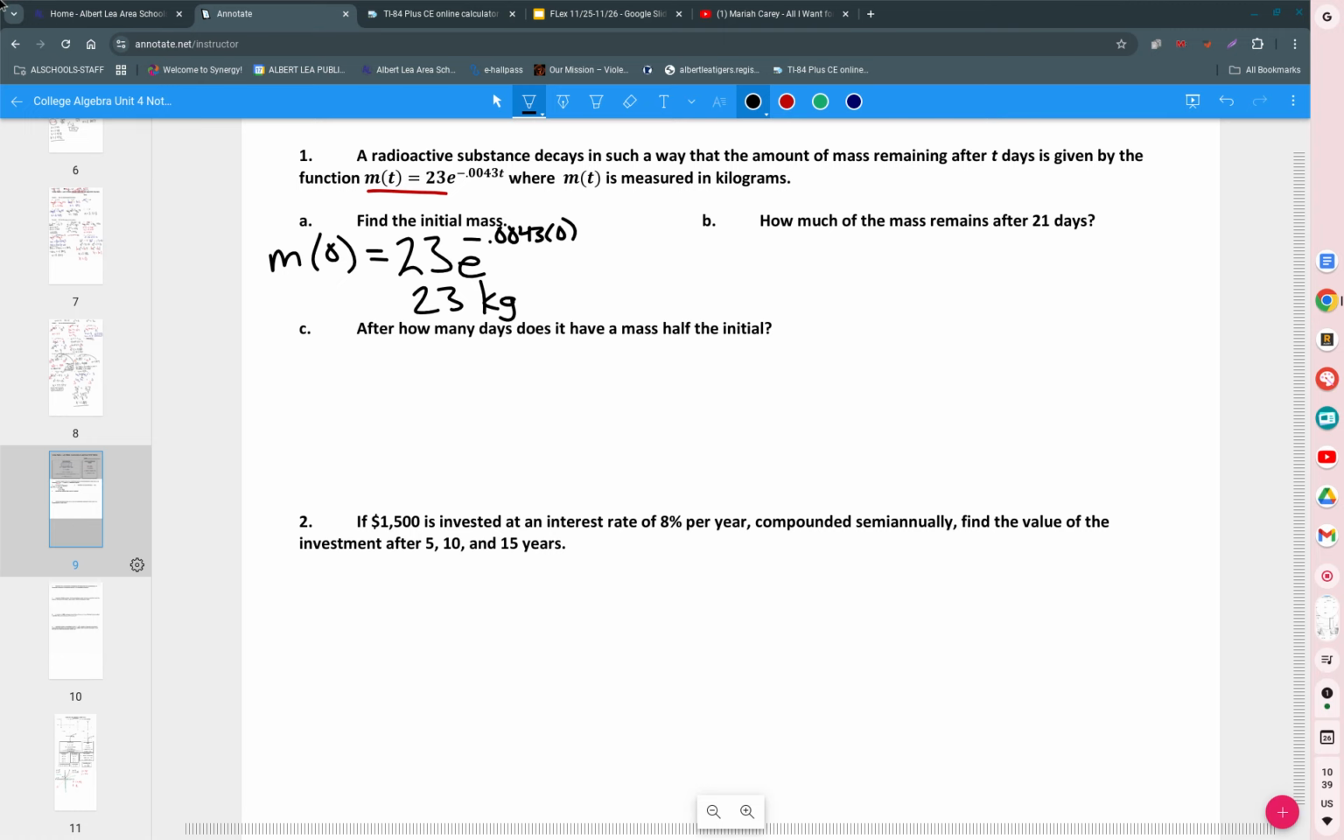How much of the mass remains after 21 days? So now we're going to type in 21. The mass after 21 days is equal to 23 times E to the negative 0.0043 times 21.